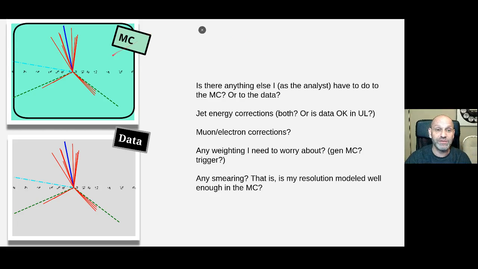Now, that's not all you're going to have to worry about. There might be other things you have to do to the Monte Carlo or to the data depending on when it was processed. You may have to worry about the jet energy. Do you have to apply it to both? If you're using the Ultra Legacy, are all the corrections in there? Are there corrections you need for muons or electrons? You'll be learning this. Are there any other weightings that you need to worry about based on the generated Monte Carlo? Or what about this? You'll hear about smearing. Is the resolution modeled well in the Monte Carlo? This is a lot of your work as an analyst.